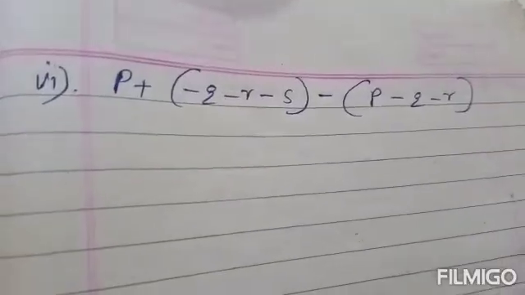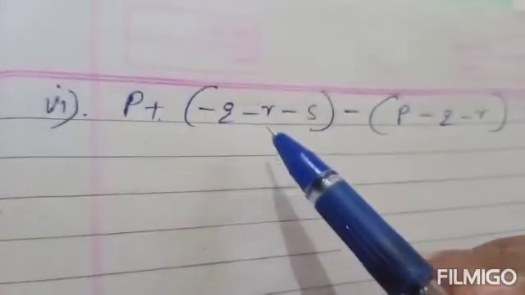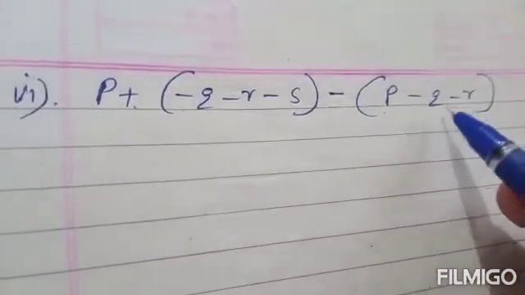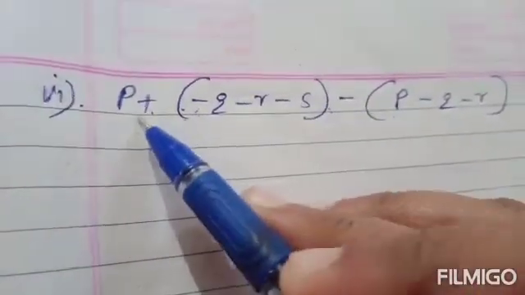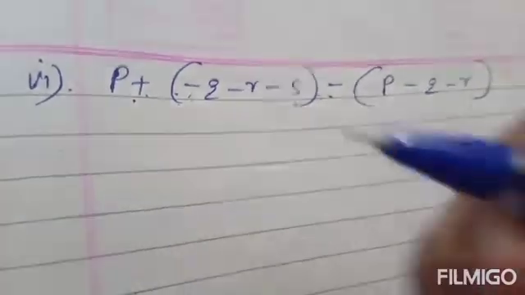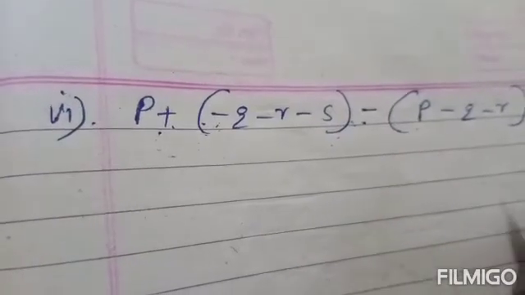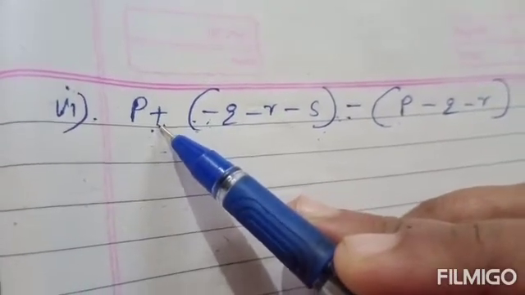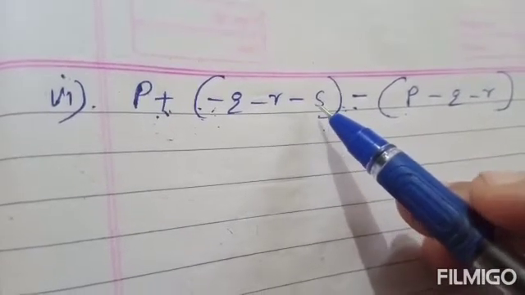Okay. Sixth one, p plus, now in bracket minus q minus r minus s, then minus in bracket p minus q minus r. So here before the first bracket plus sign is coming, before the second bracket minus sign is coming. Okay, so while opening the first bracket, no need to change the sign of terms. Since plus sign is coming before the first bracket, no need to change the sign of terms inside the bracket.